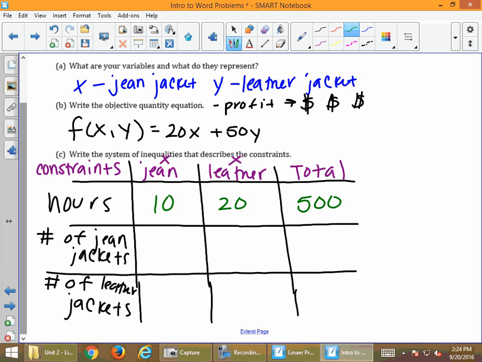We're only making one type of jean jacket, right? How many total are we allowed to make? 30 in a week. We're only making one type of leather jacket. How many total are we allowed to make in a week? 20. These guys are zeros. A leather jacket is not a jean jacket, that's 0. A jean jacket is not a leather jacket, that's 0.